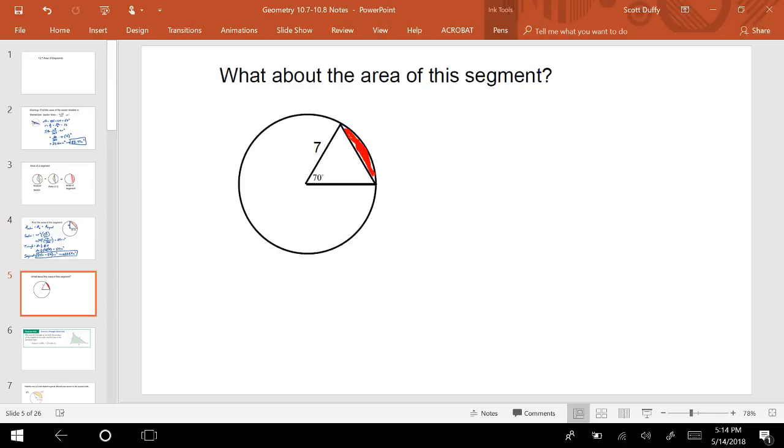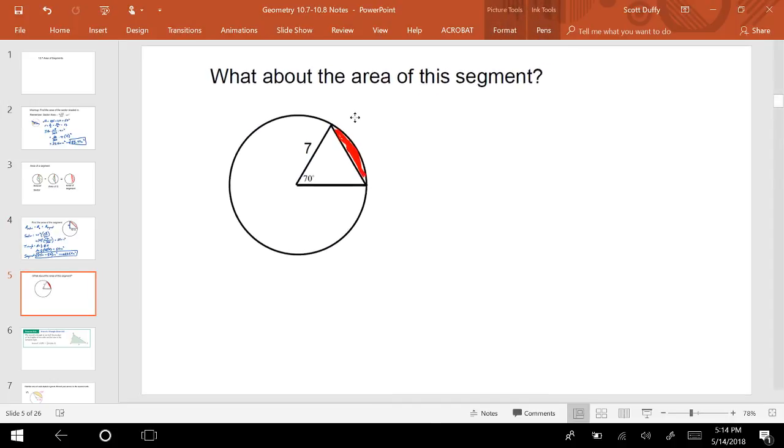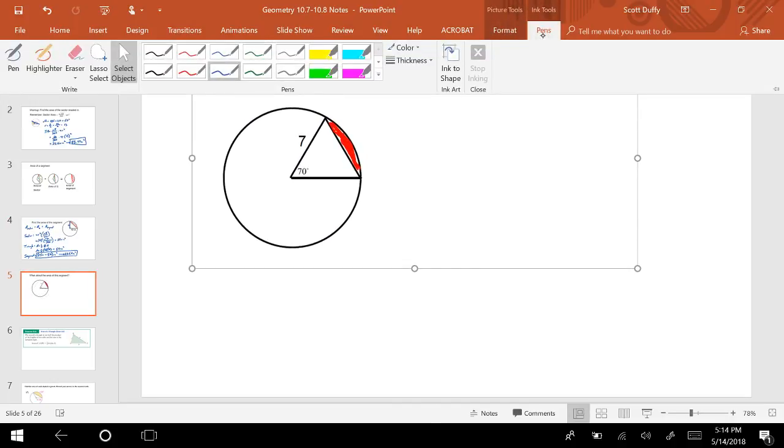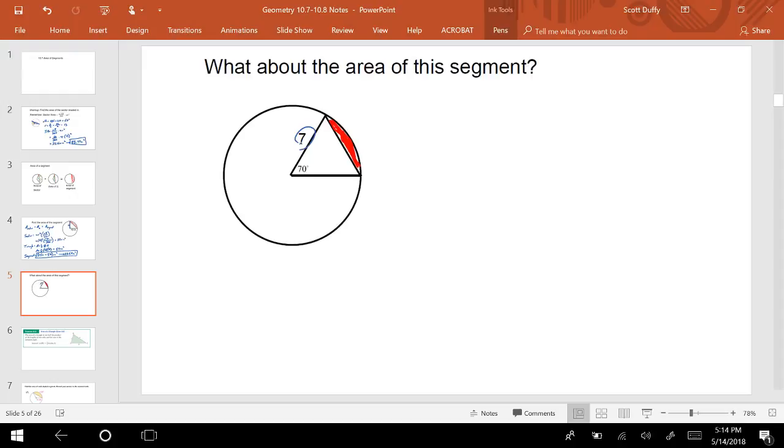What about the area of this segment? So I see that I have a radius of 7. And then that means that this side is also 7. And it's the same deal. So first I have to realize that I take the area of the sector minus the area of the triangle.